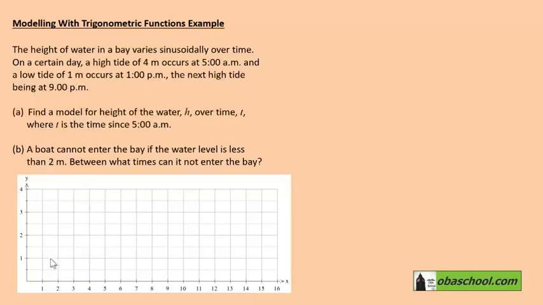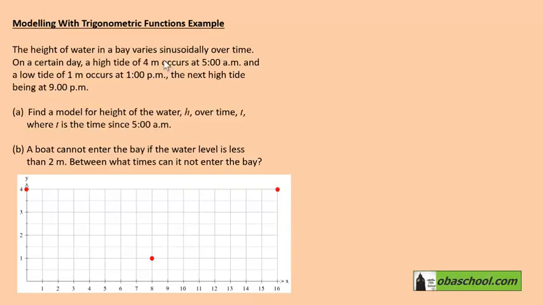So let's start with the graph. And we know that the high tide is 4, the low tide is 1, and we've got the 16-hour period here. So 5 a.m. would be here. So we know that we had a high tide there. We know there was a low tide after 8 hours, and the next high tide was here.